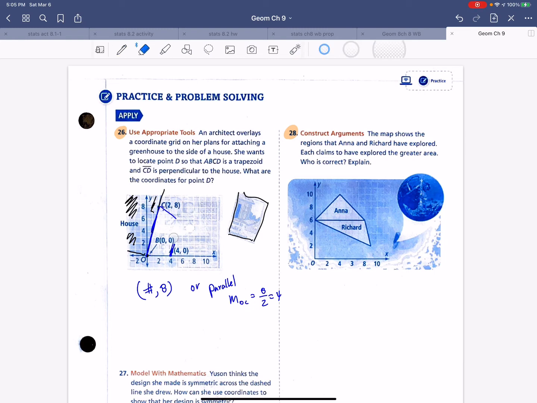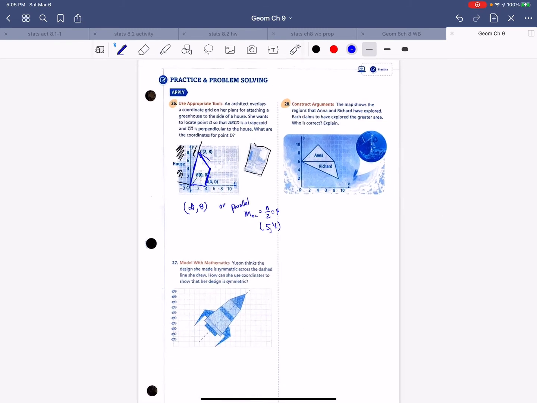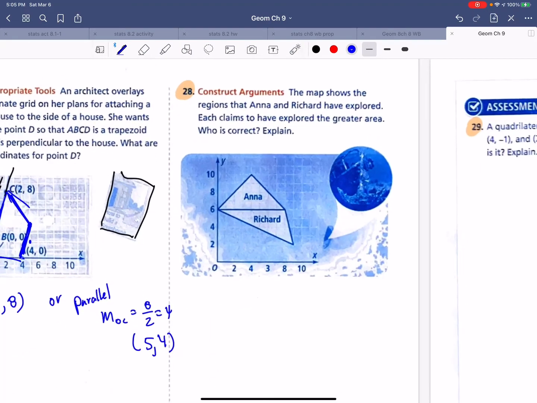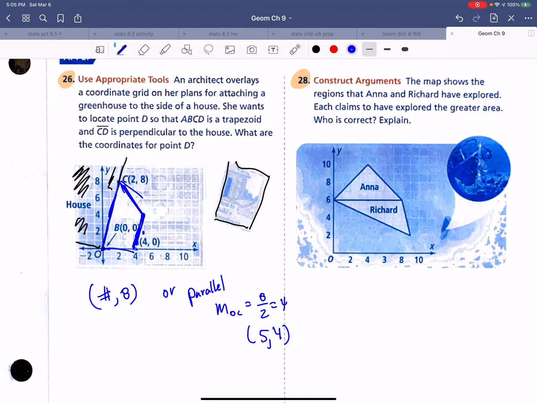Let's see. That would mean it would have to go through a point. So I could go over 1, up 4. That would be a trapezoid. So that would be the point (5, 4). Nice. Okay, then the last group, 28, 29, 30. Let's take a look.